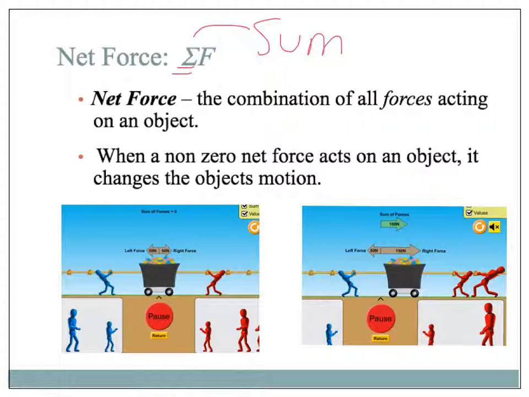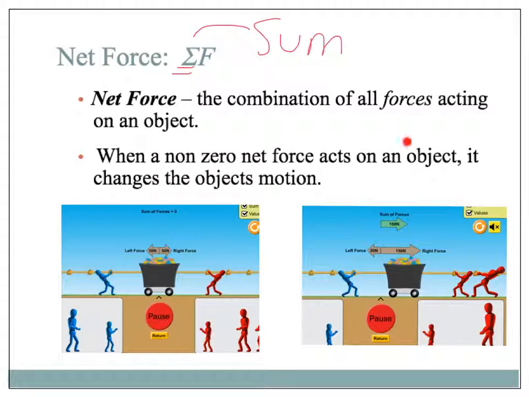I put these two pictures up from your online lab yesterday, and you'll notice here we have a net force of 0. There are equal forces pulling on the object to the left and to the right. They cancel each other out, so you have a 0 net force.